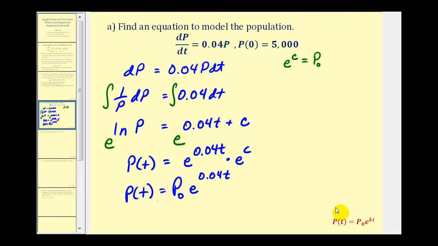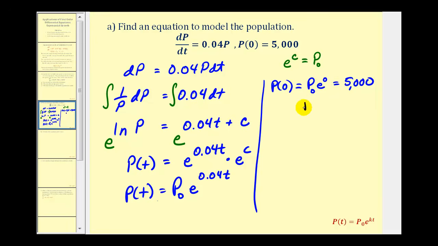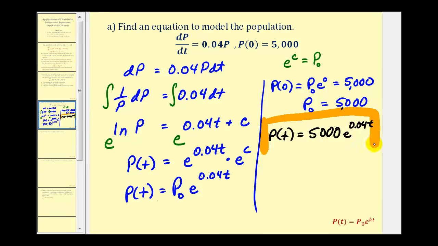But now let's go ahead and verify that P sub 0 would actually be 5,000. So P of 0 would be equal to P sub 0 times e to the 0 power, which again we know must equal 5,000. Well, e to the 0 is equal to 1, so we do have P sub 0 equals 5,000. Giving us our particular solution to the differential equation, we have P of t is equal to 5,000 times e raised to the power of 0.04t. Again, which matches the exponential function that we knew would be our solution given here.